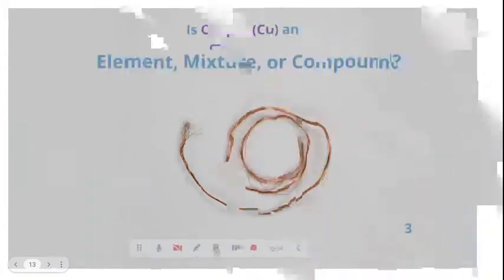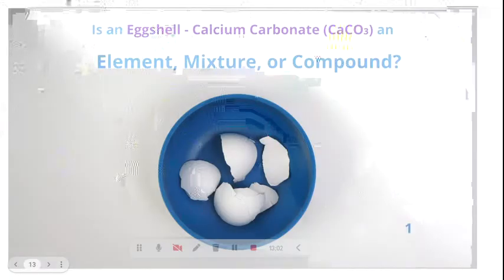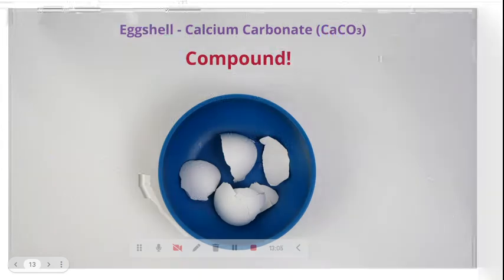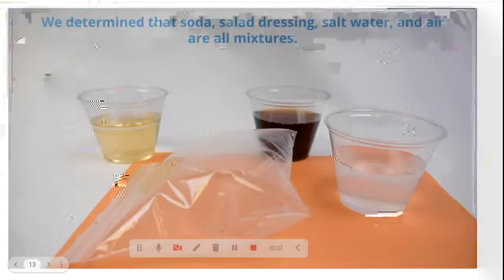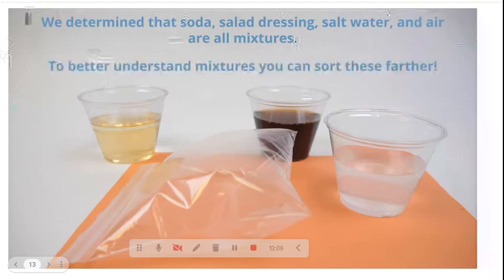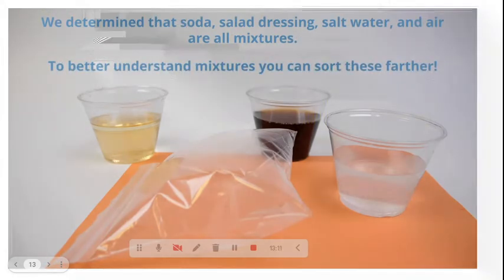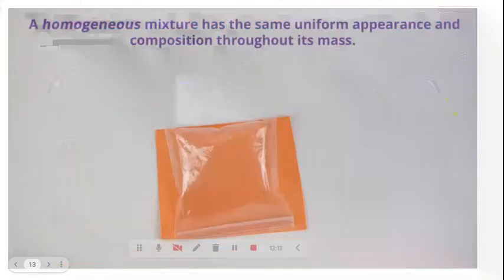Copper, element, mixture, compound. Element. Is this on the periodic table? An eggshell, calcium carbonate, element, mixture, or compound? It's a compound. We've determined that soda, salad dressing, salt water, and air are all mixtures. To better understand mixtures, you can sort these further.